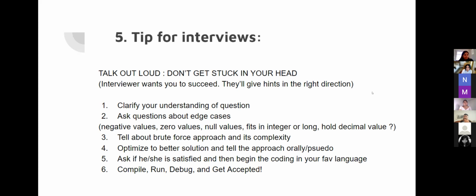Finally, once you have talked about it and there's a go-ahead, it's good practice to go forward and code the solution in your favorite language. Before that, it's generally done orally or in pseudocode form, where you don't write actual statements, but just the main heart of the logic. Then you try to compile your code if it's an online compiler, and run and debug it. If not, then just write a short test case to see whether it works or not.